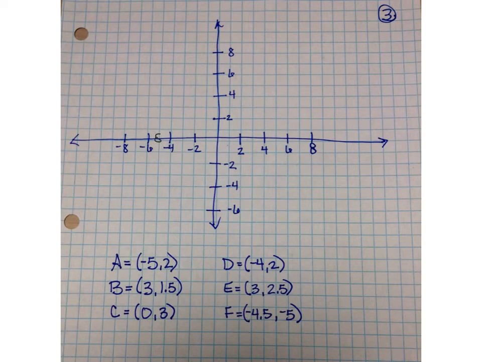And then we're going to go positive 2. So we're going to go up 2. So we'll go 1, 2. So that is A.